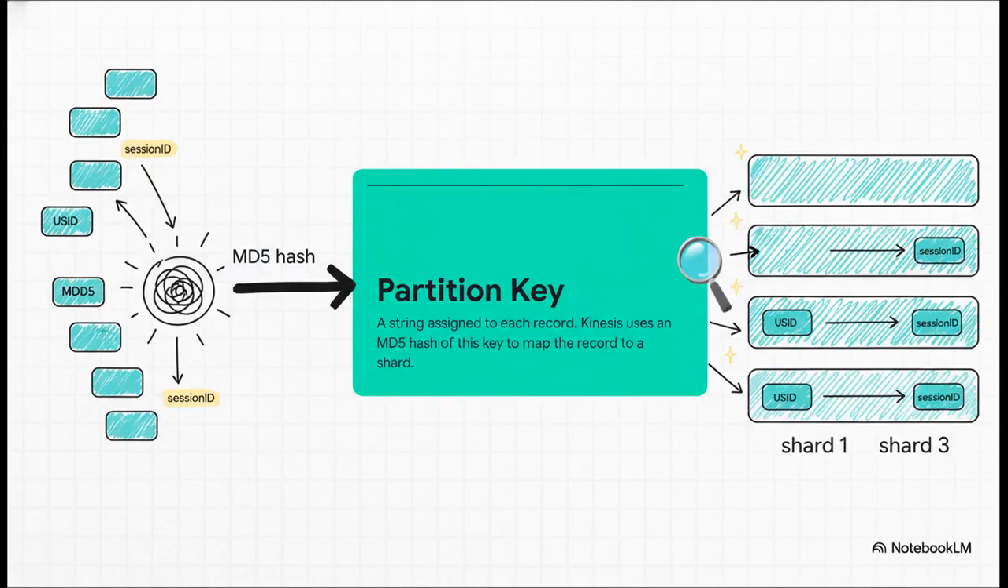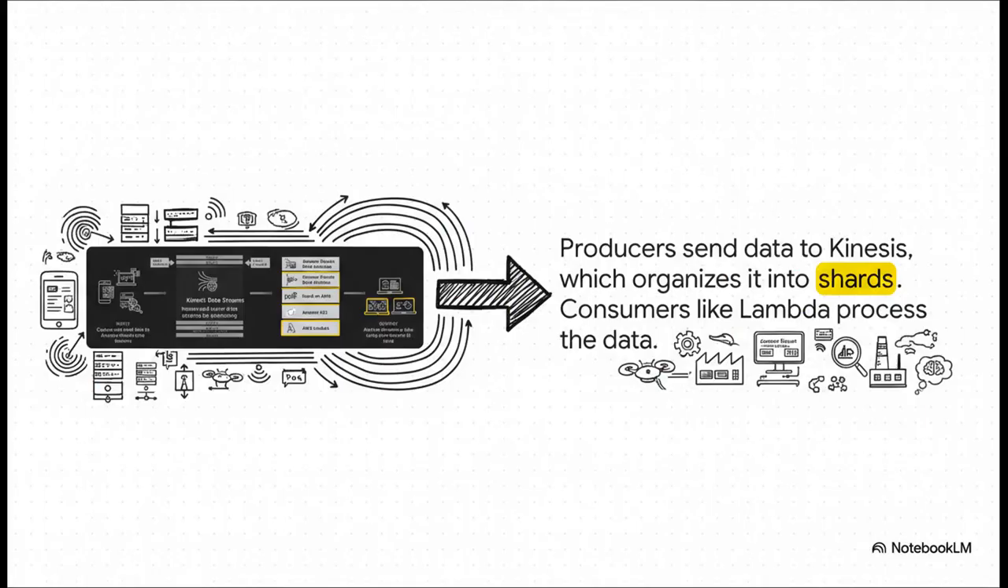So if the shards are the lanes, how does Kinesis decide which lane your data drives in? Well, that's the whole job of the partition key. You give each piece of data a partition key, something like a user ID. Kinesis hashes it, and that hash value determines exactly which shard it goes to. That's the magic trick that guarantees all data for the same user stays in the same lane in the right order.